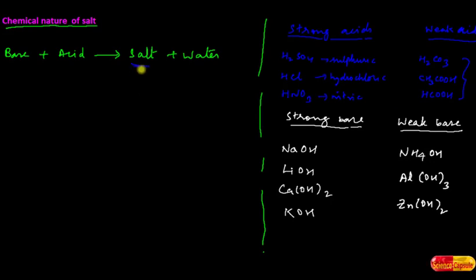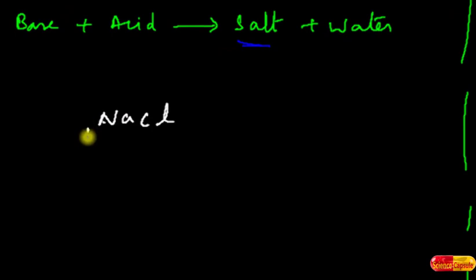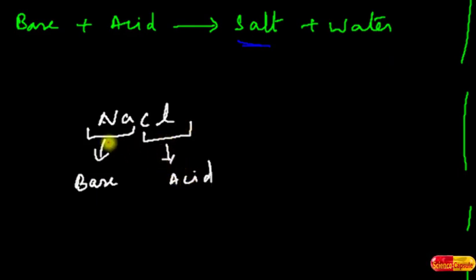Firstly, we should know how a salt is obtained, right? From the salt we can easily identify the parent acid and parent base. Let us take an example, sodium chloride. In sodium chloride, the first part is obtained from the base, and the second part of the salt is obtained from the acid. Sodium with hydroxide gives the base sodium hydroxide, and the acid which contains chlorine would be hydrochloric acid.